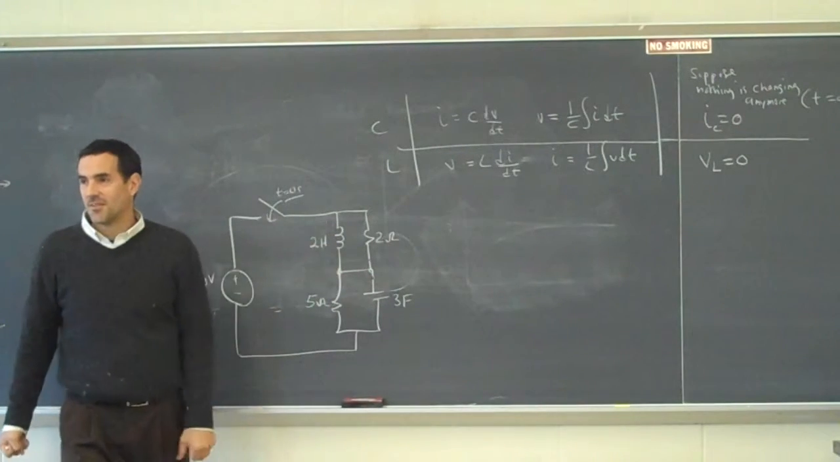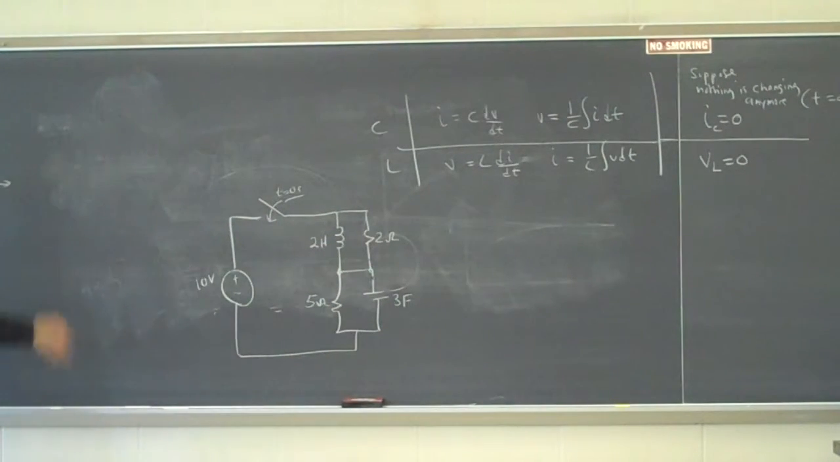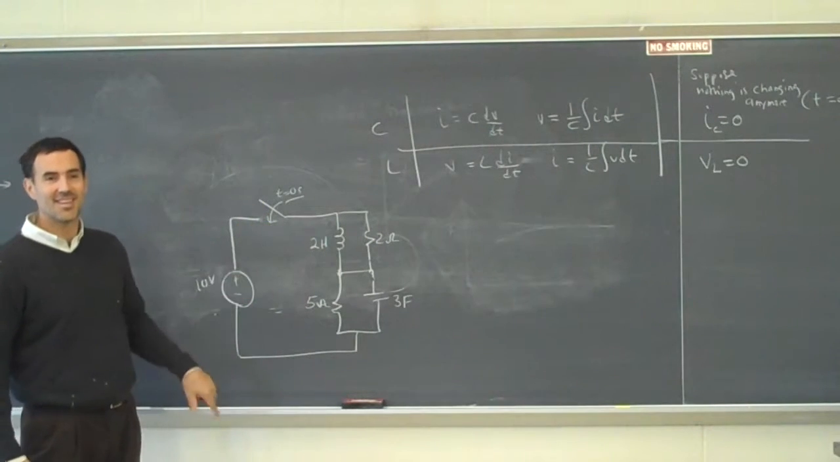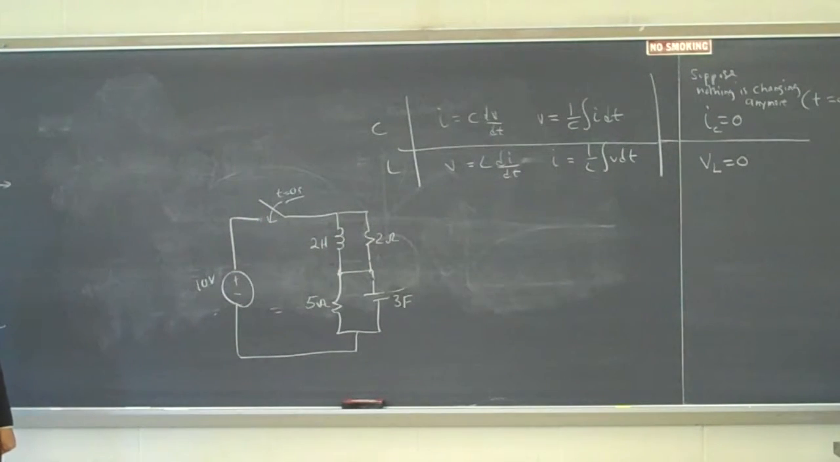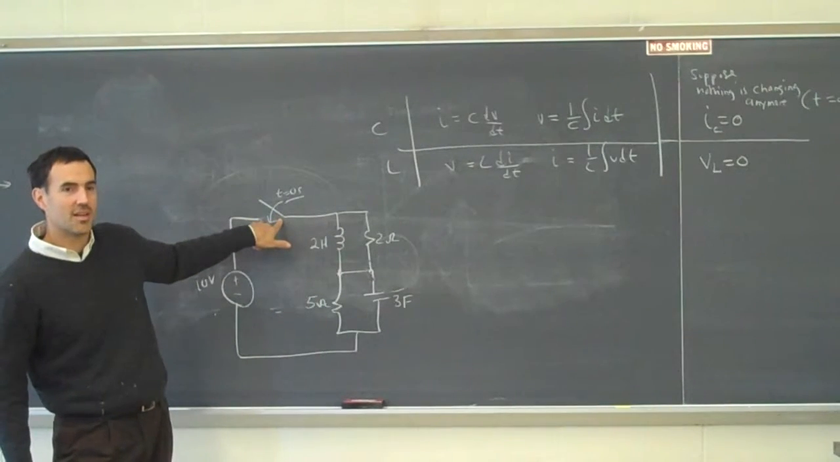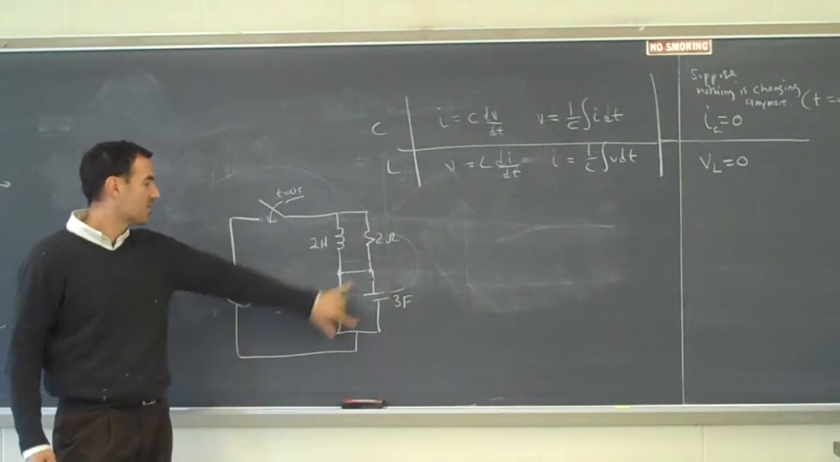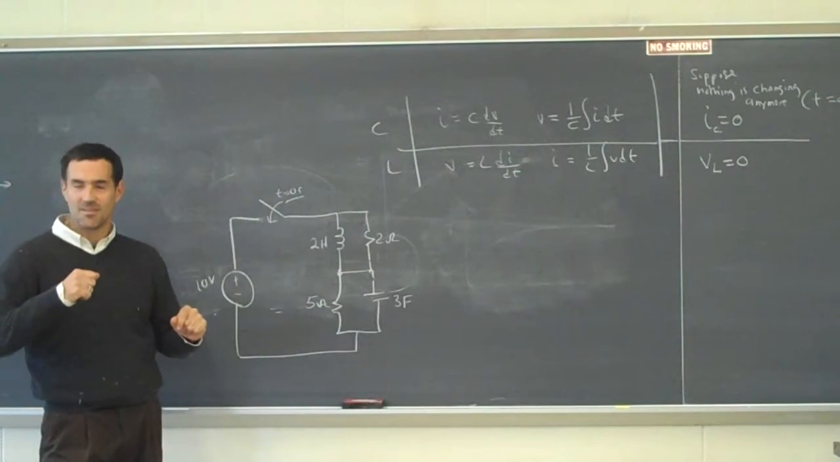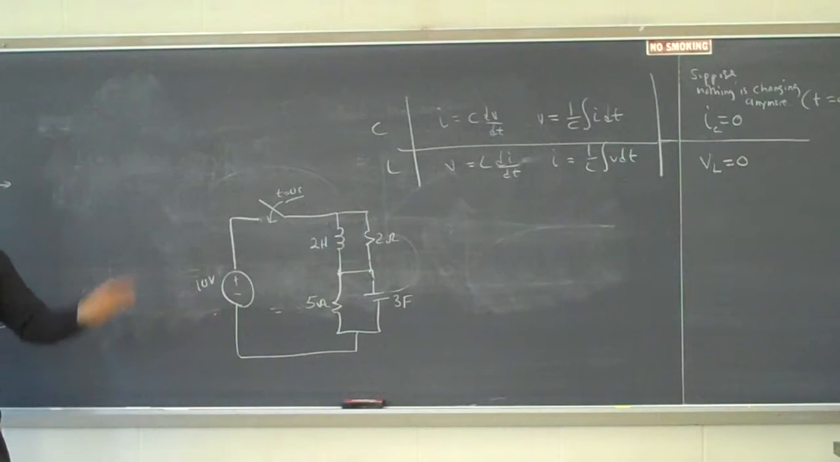Correct. So just after I close the switch, the current through the inductor is what? Well, the current through an inductor can't change instantly. So just after I close the switch, it would be 0. What's the voltage across the capacitor just after I close the switch? 0. Yep. Okay, so we've got 2 things figured out already.